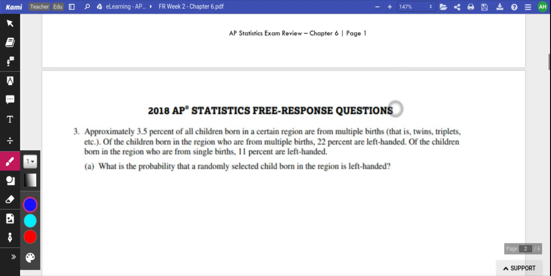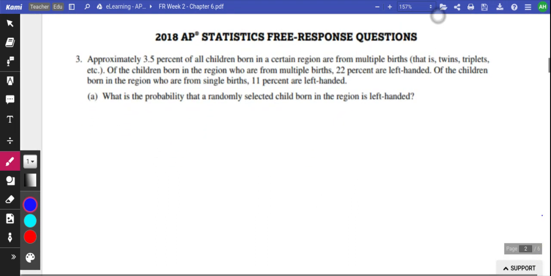From 2018, number 3: approximately 3.5% of all children born into a certain region are from multiple births. Of the children born in that region who are multiple births, 22% are left-handed. Of the children born in the region who are single births, 11% are left-handed. What's the probability that a randomly selected child born in the region is left-handed?